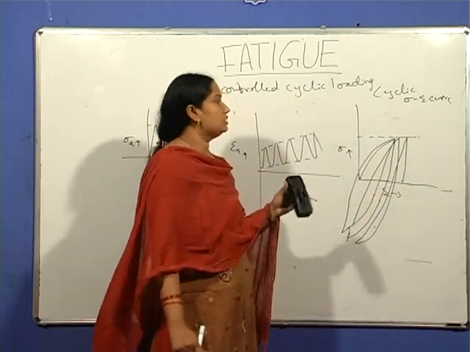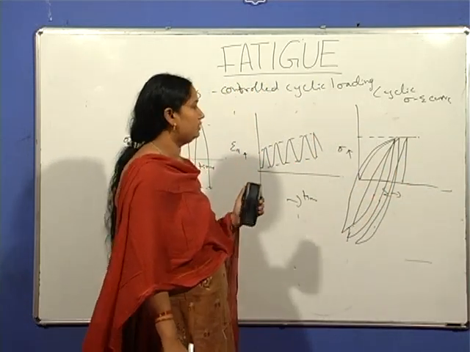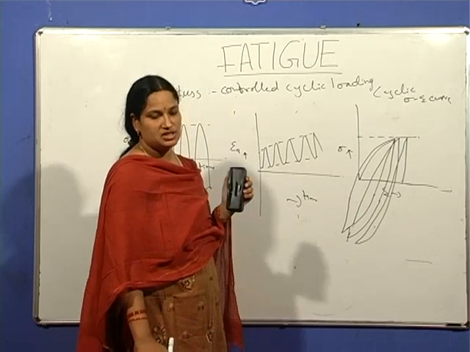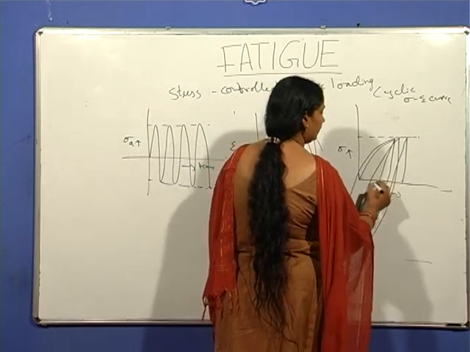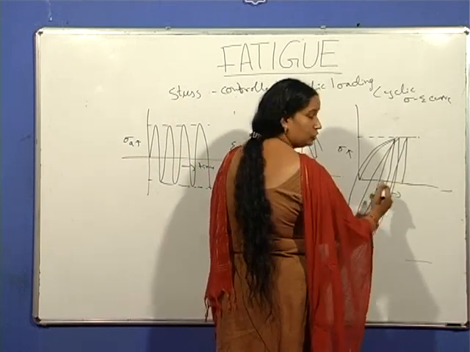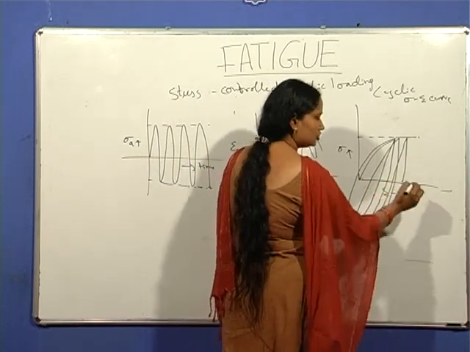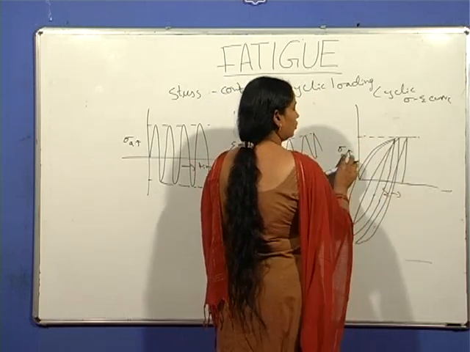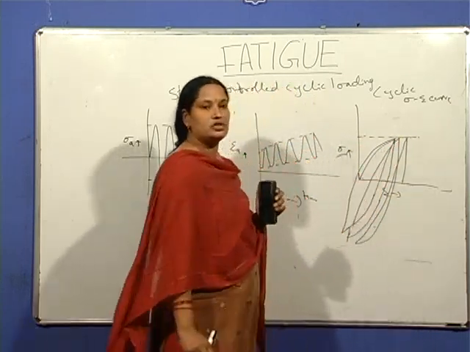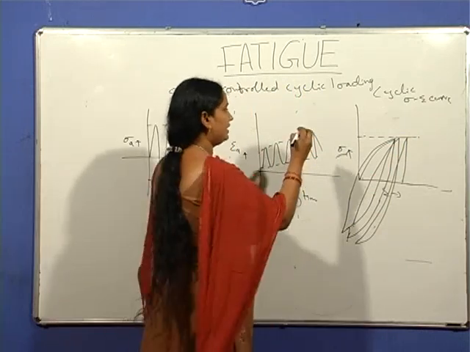So this is the cyclic stress strain behavior for a material where the stress amplitude is maintained constant. The hysteresis loop shifts towards the right along the strain axis. The stress amplitude is maintained constant. So this is known as ratcheting.